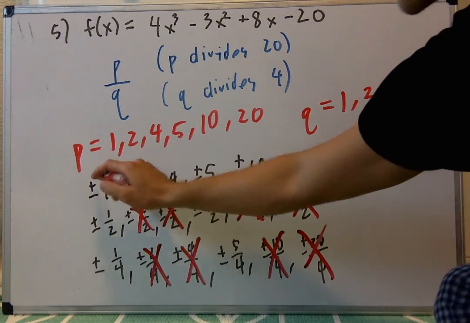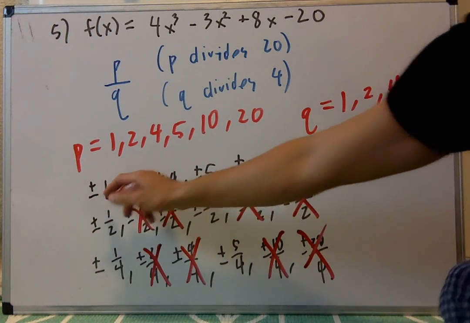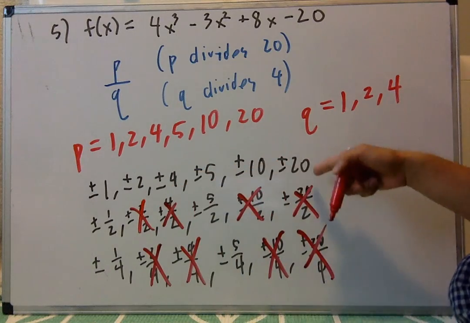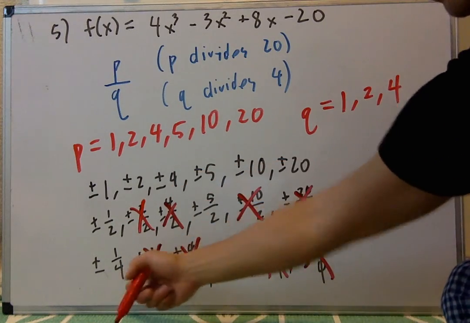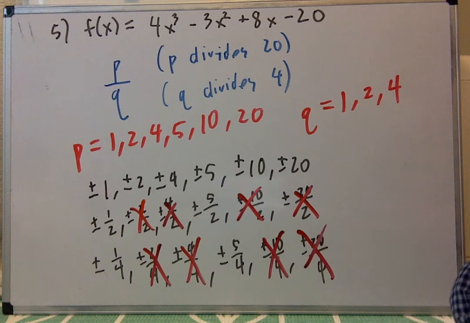That means my possible rational roots are all the ones that are remaining: plus or minus 1, 2, 4, 5, 10, 20, and 1/2, 5/2, 1/4, and 5/4. That's it. So if I want to check what my actual roots are, these are the only ones I need to check. All right guys, that is numbers 4 and 5. So we'll stop here and then I'll show you the last two.